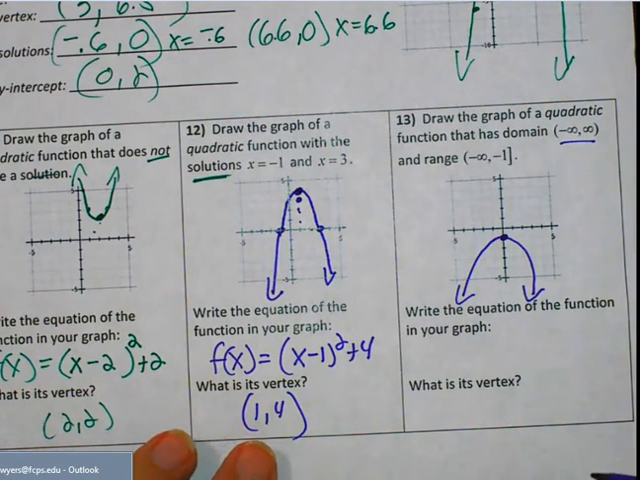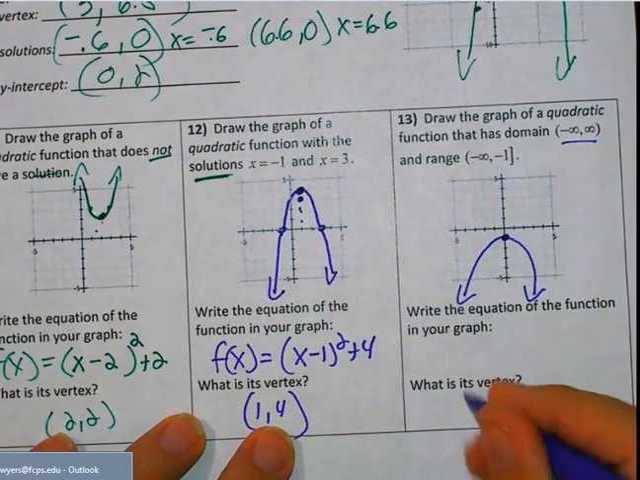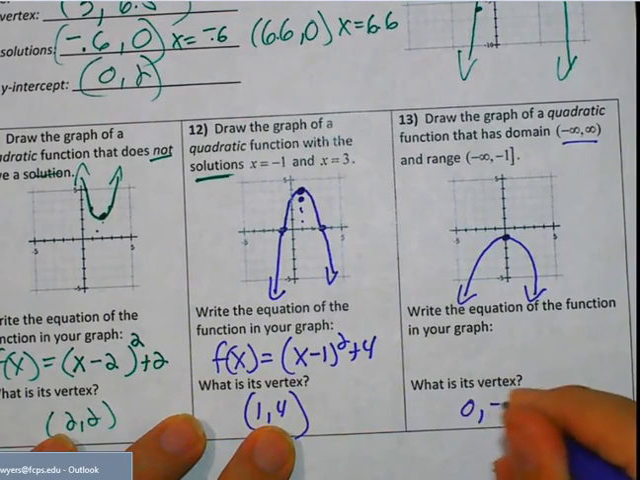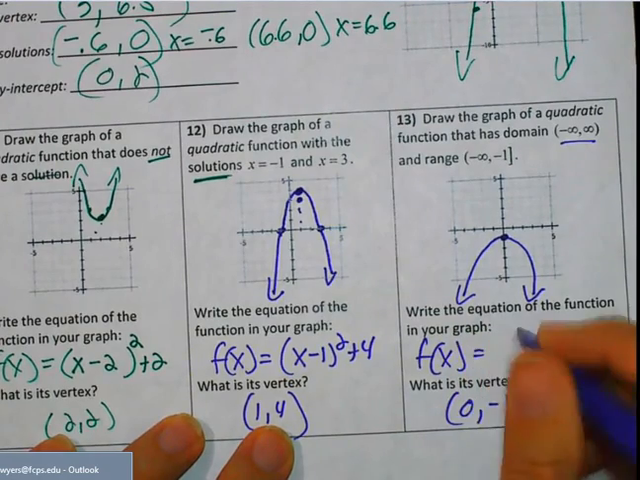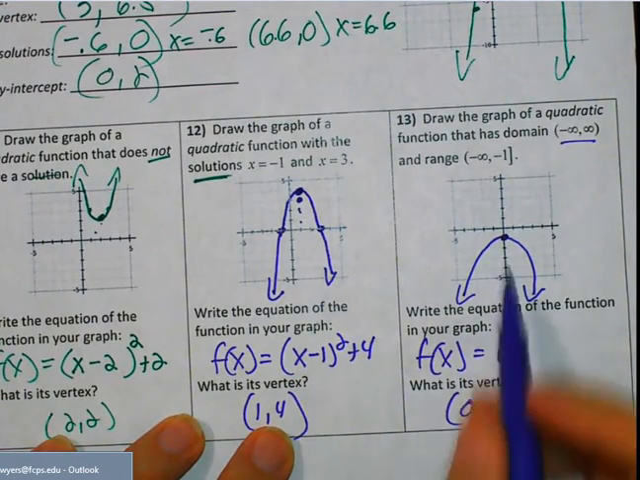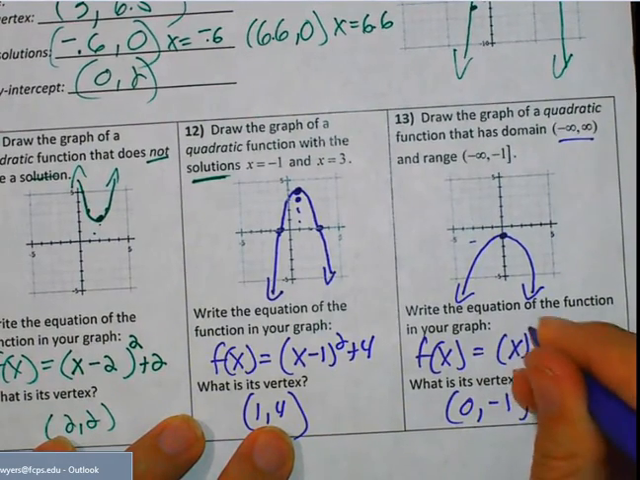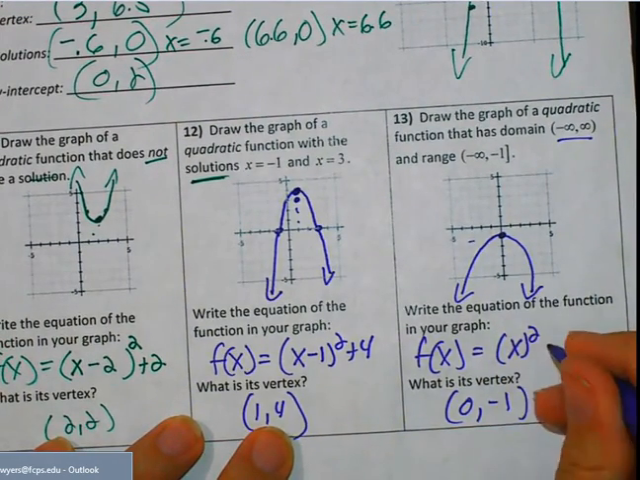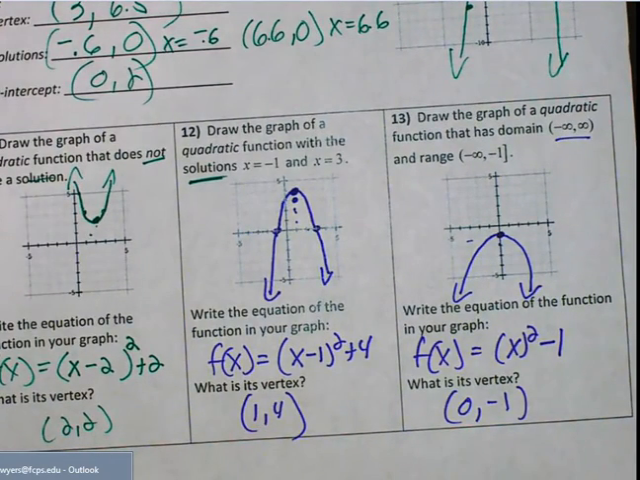Okay, and then write the equation of the function of the graph. So our vertex we see here is going to be at (0, -1). And then our equation, f(x) equals, in this case we didn't shift left or right, so f(x) equals x squared, and then we moved down 1, so -1. All right, so let's go on to the next page.